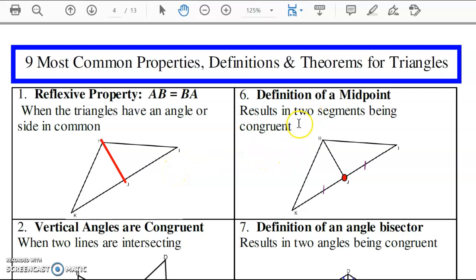Another common property we need to know, or definition, is the definition of a midpoint. For example here, point J. If I tell you that point J is the midpoint of side KI, by definition of midpoint, you know that KJ and JI are the exact same length. So if you know for a fact that J is a midpoint, you know that these two sides on either side of J are the exact same length.